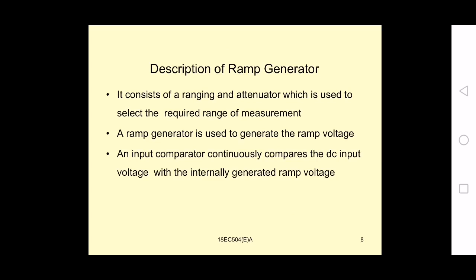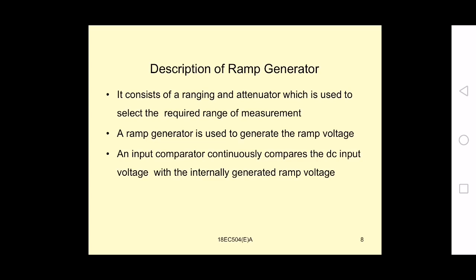In this one, the first part is the ranging and attenuator, whose function is to select the required range of measurement. The required range of measurement can be taken from the input by this ranging and attenuator. And the ramp generator is used to generate the ramp voltage, that may be either positive or negative going.